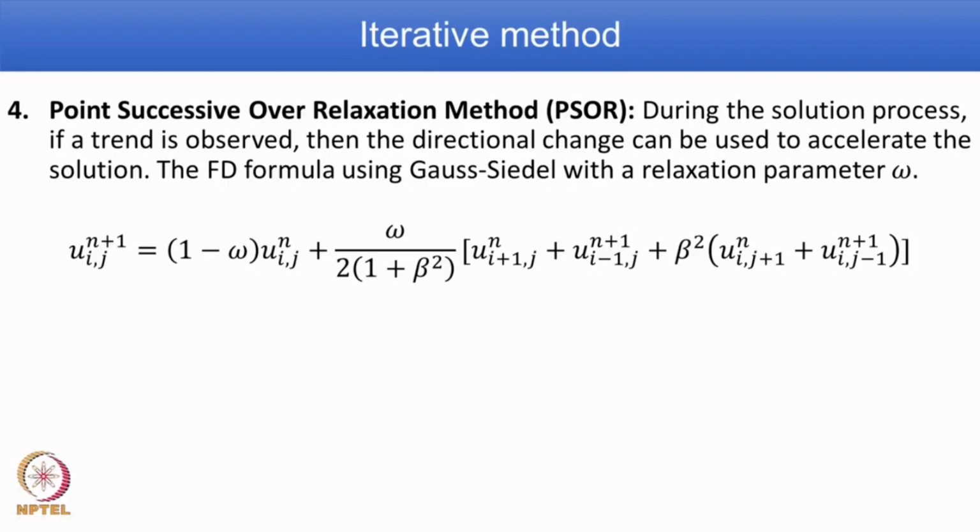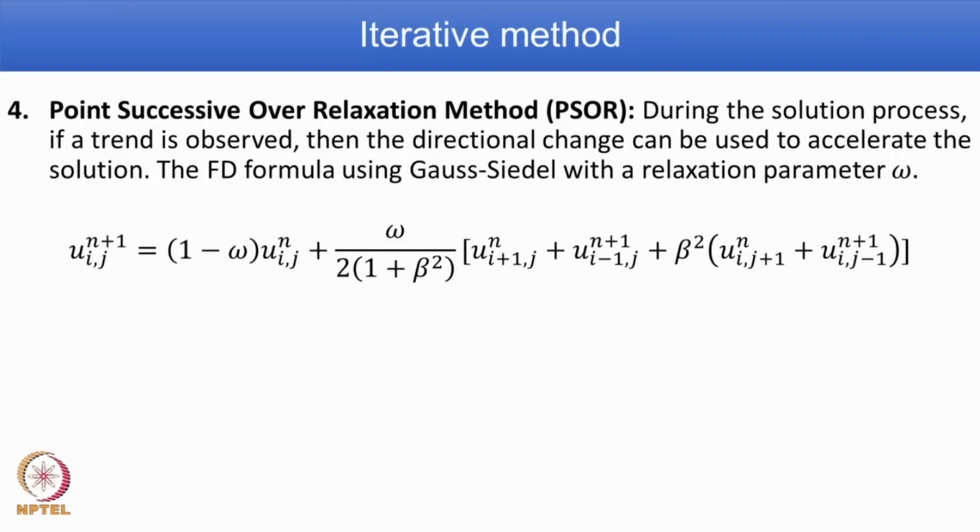Next, we see a procedure called the point successive over relaxation method, otherwise PSOR. So, we know the solution is progressing and it is likely to reach the solution in the same direction, and this is what is known as a directional change. So, if a trend is observed, why not accelerate, and that is the idea, and that is implemented by a procedure called the over relaxation method.